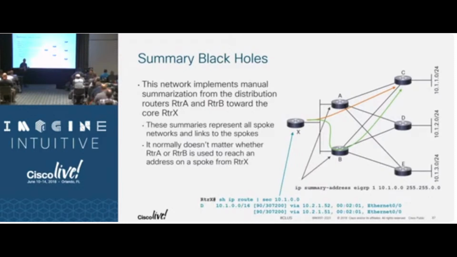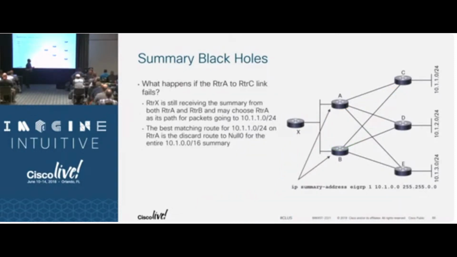This is all okay. But what happens if, say, A's link to location C dies? The summary that A is advertising doesn't change. So the router X still sees two paths, one through A, one through B, for the whole 10.1/16 range. And it may still decide to send the packets for location C through router A, because it doesn't know something has changed. Now A has no way of forwarding those packets because it doesn't have a link to B.